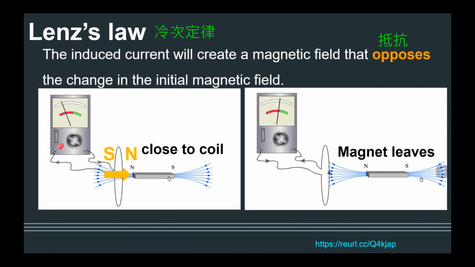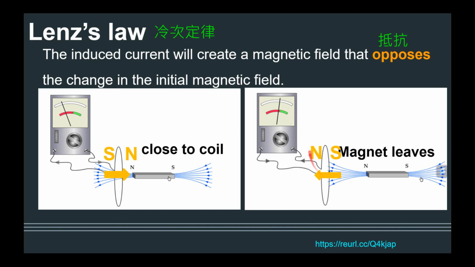And in the right figure, when the magnet leaves, the magnetic field inside the coil decreases. It's decreased, so they don't want to be decreased. They don't want to change inside the coil. So it will produce a magnetic field to the left. It's like a compensation. So it will generate a magnetic field to the left, like this figure.